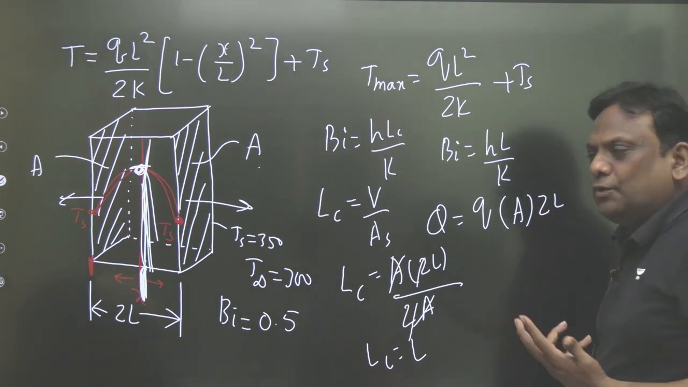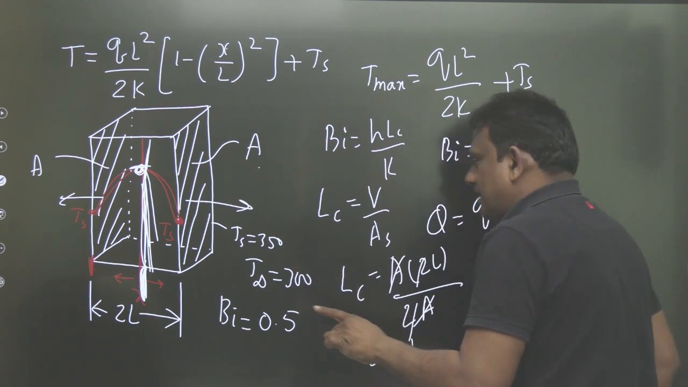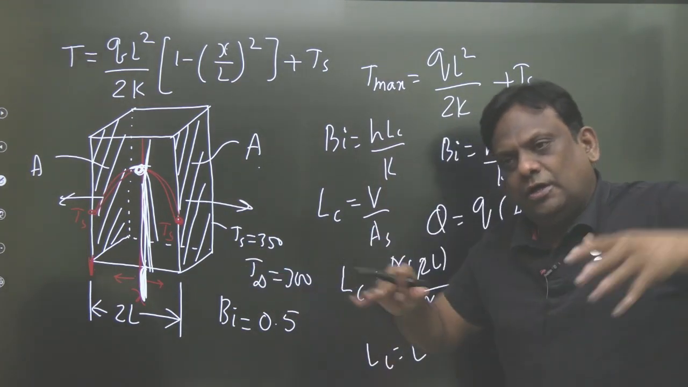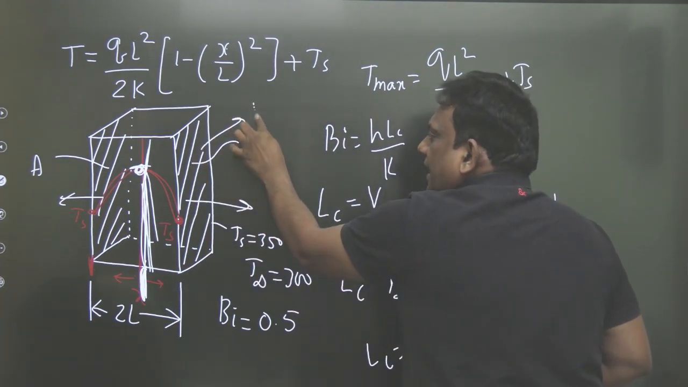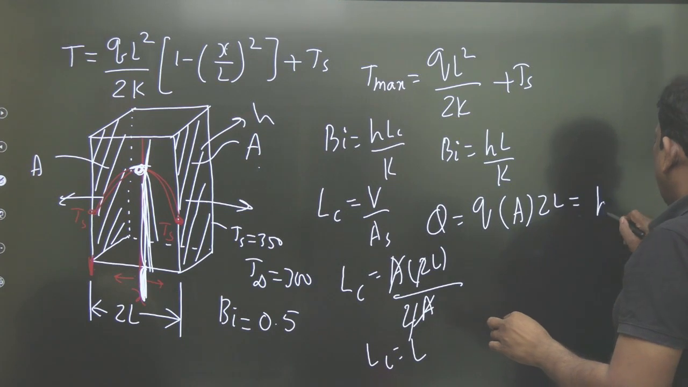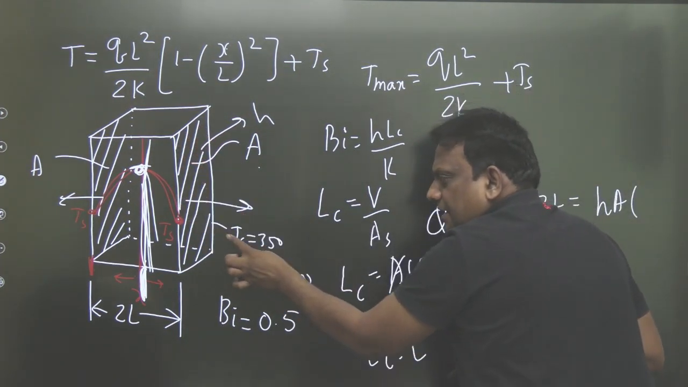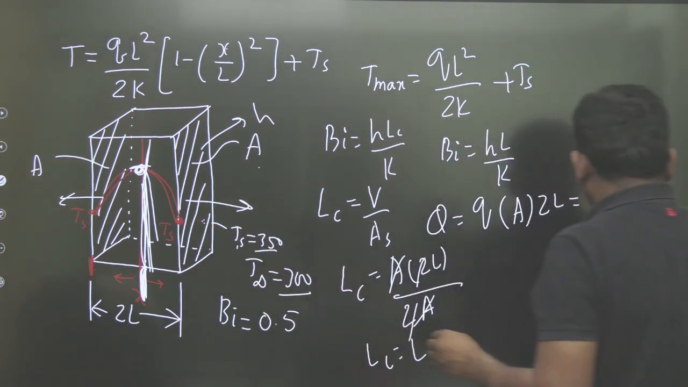And where is that heat going? Half is going to this side, half is going to this side. If you observe clearly, it is a steady state, so whatever is generated, it should go out. So half the heat, what is the heat transfer coefficient? h. So this will be equal to hA into delta T. What is delta T? This is 350 and this is 300, Ts minus 300, so that is 50.